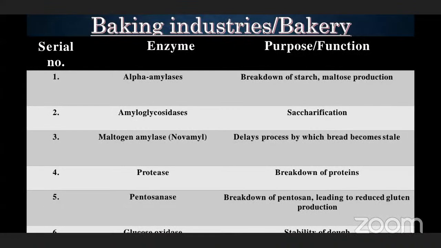Then in the baking industries, we have alpha amylases, which break down the starch for maltose production. Then amyloglucosidases, involved in saccharification. Then maltogenic amylase, which delays the process of bread becoming stale. Then protease, which will break down the proteins. Then pentosanase, involved in the breakdown of pentosan, leading to reduced gluten production.